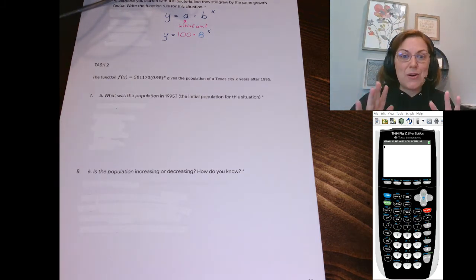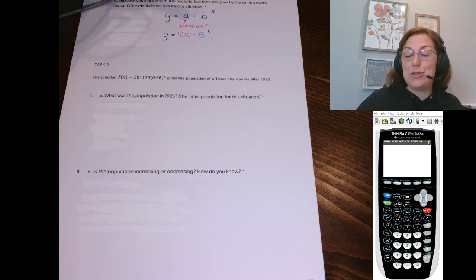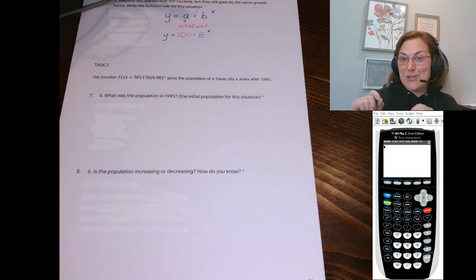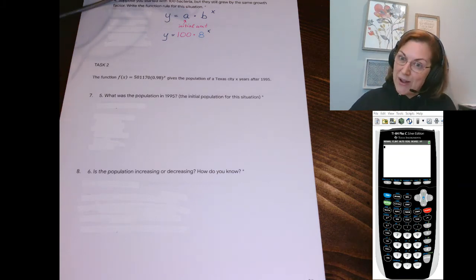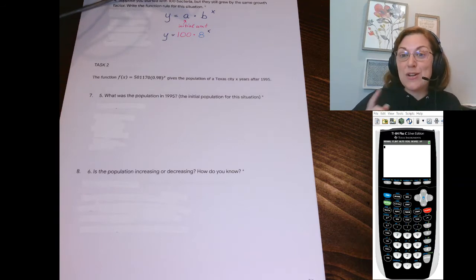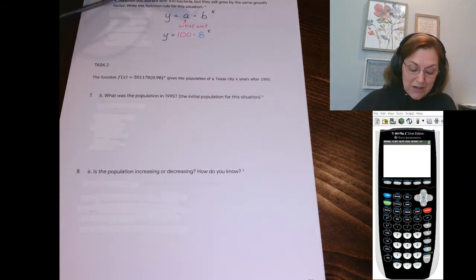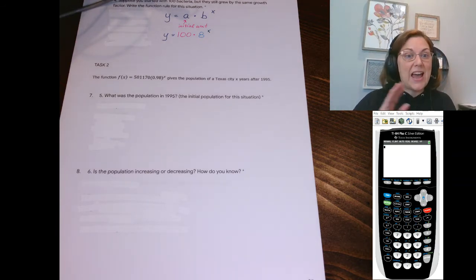So, this is where you're going to want to have your calculator super handy, okay? Because we want to make sure we understand all of the pieces and parts in this problem. Now, if you don't have a graphing calculator, I totally understand. You can definitely use Desmos or use another scientific to do some of our calculations for today. So let's look at task two.